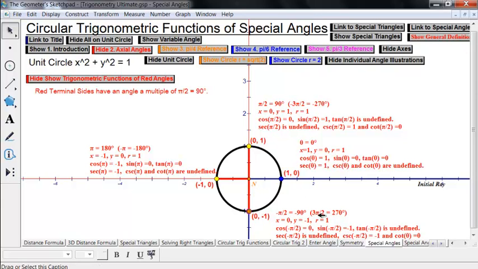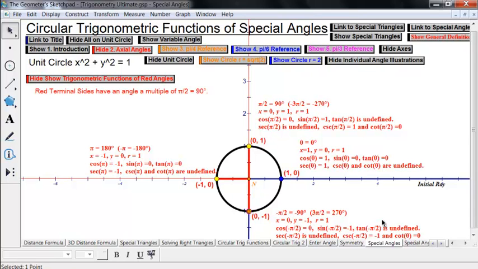And so cosine is x over r, that's 0 over 1, which is 0. Sine is y over r, so it's negative 1 over 1, which is negative 1. Tangent is y over x, but x is 0, so tangent's undefined. Notice when tangent's undefined, cosine is 0. Cotangent is 0. Tangent's undefined, cotangent's 0, and cosine is 0. Both of those are true.